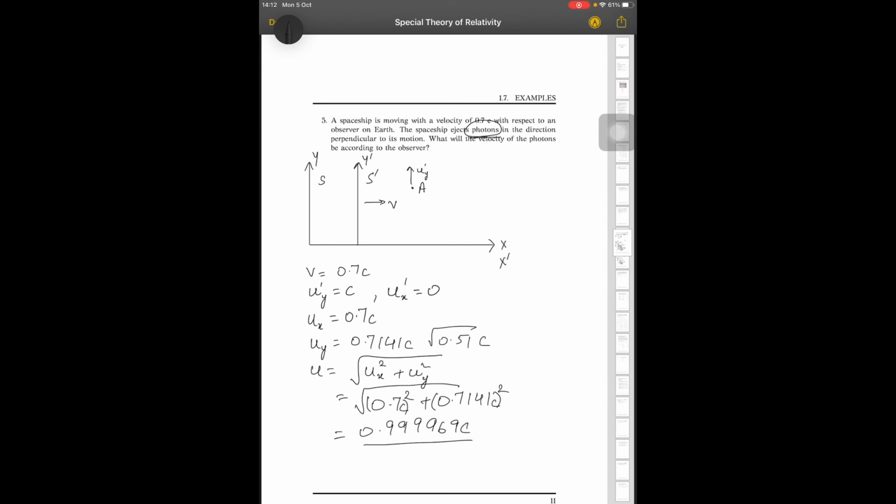So here are the 5 examples for the topics we have already discussed before in the previous videos. Now in the next video we will move on to laws of simultaneity.